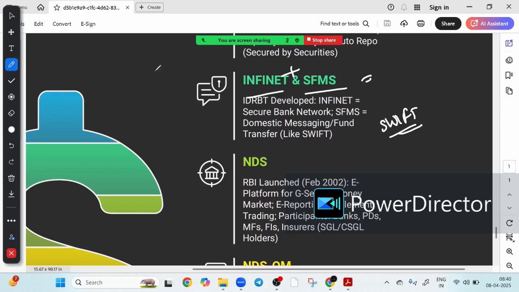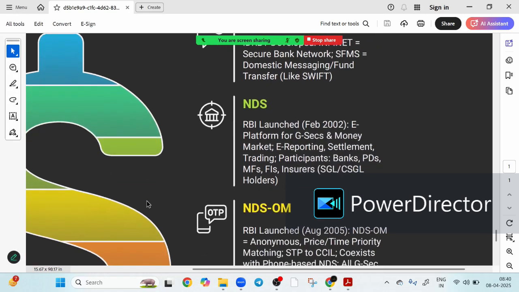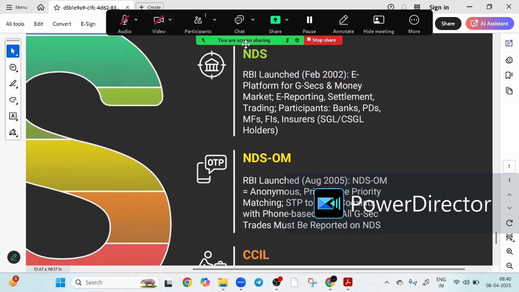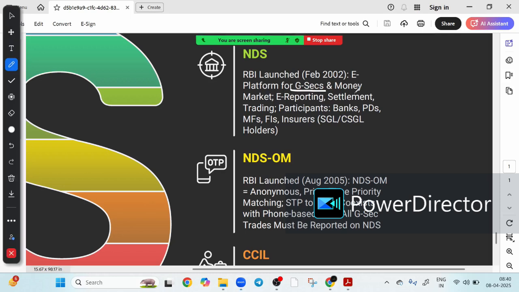Now let's switch our focus to NDS. What is NDS? Negotiated Dealing System. This was launched in February 2002 by RBI. This is the online platform for trading in government securities and money market instruments. Yes, if you want to trade in government securities and money market instruments, this is the online platform. Banks, primary dealers, mutual funds and other financial players use NDS, right? Why do they use NDS? For issuance, for reporting, and for settlement.